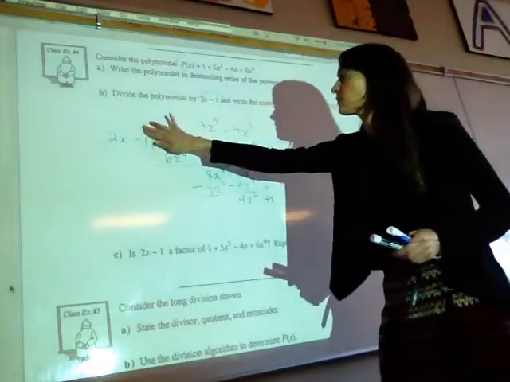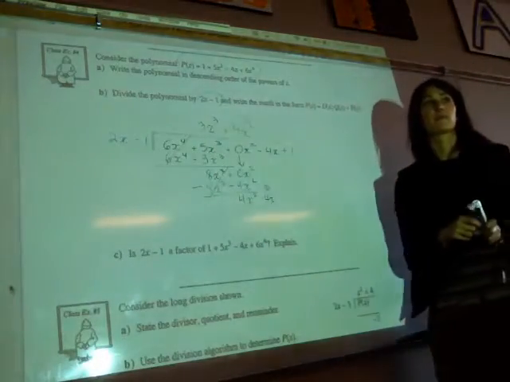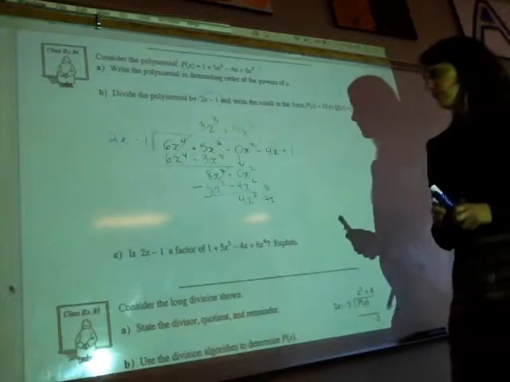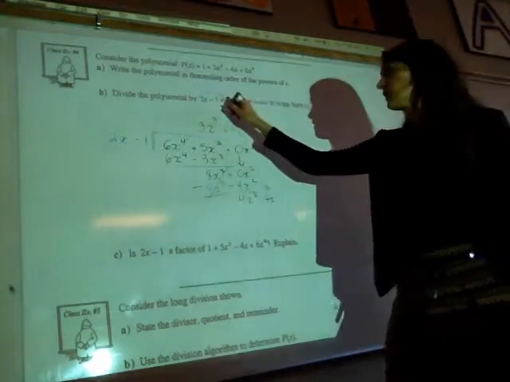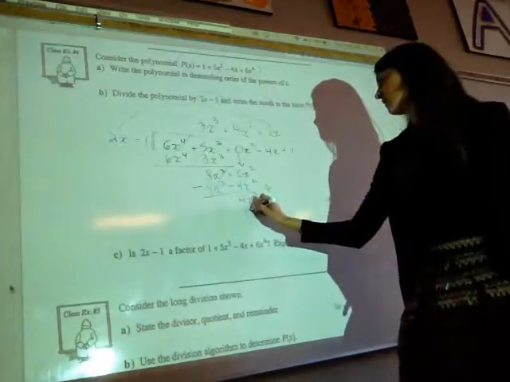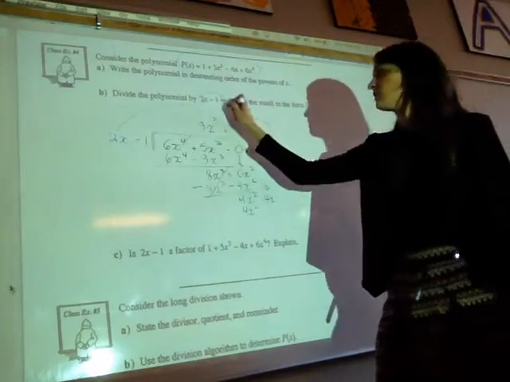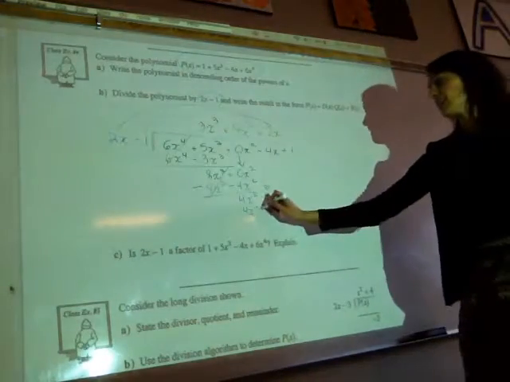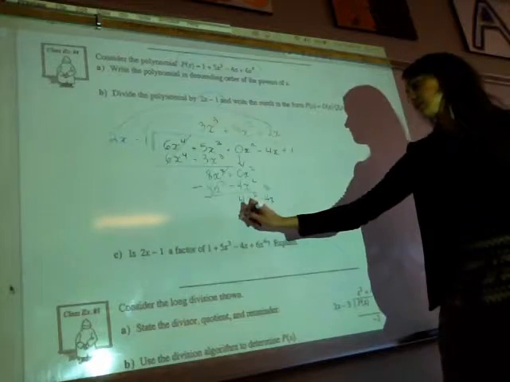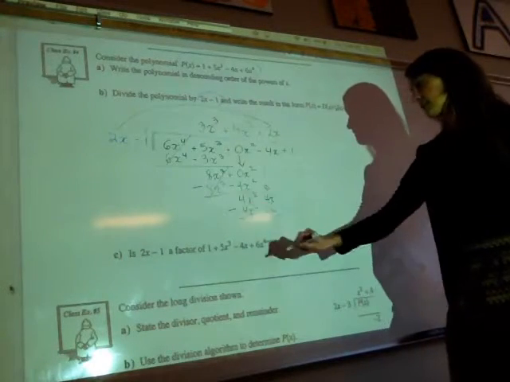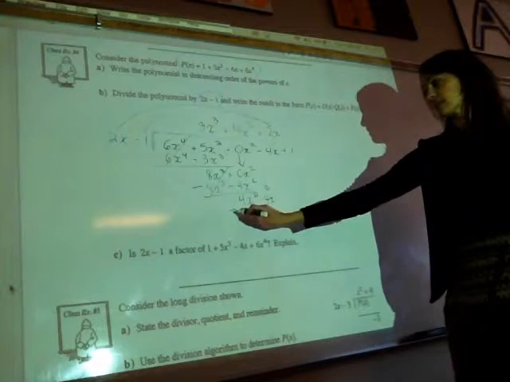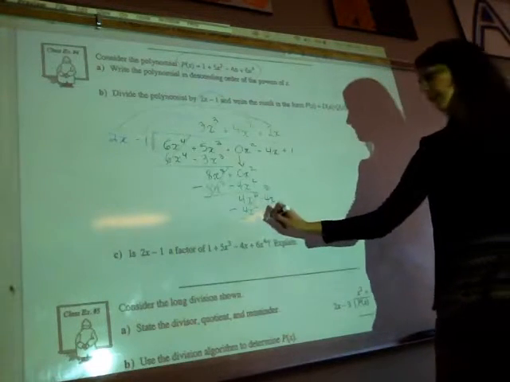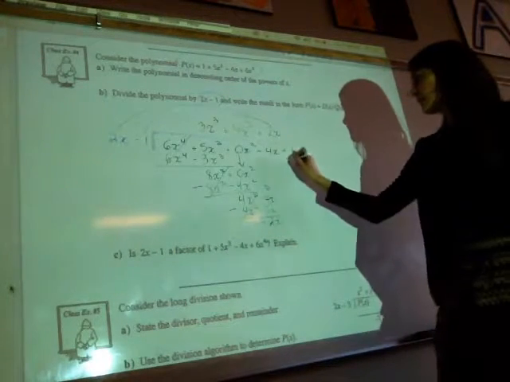Joe's 2x times what will give me 4x squared? 2x. 2x, good. And then if we multiply 2x by 2x, we get 4x squared. If I multiply 2x times negative 1, I get negative 2x. Subtract. First term cancels out. Negative 4x plus 2x, negative 2x. Bring down the plus 1.